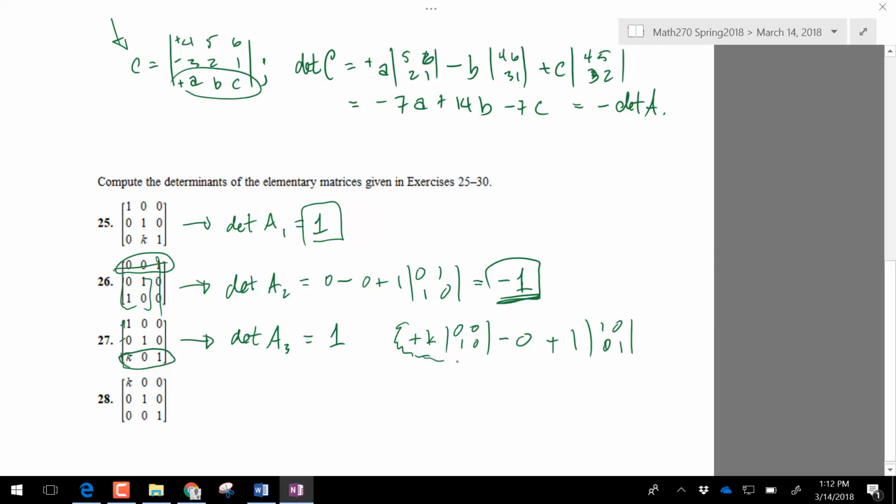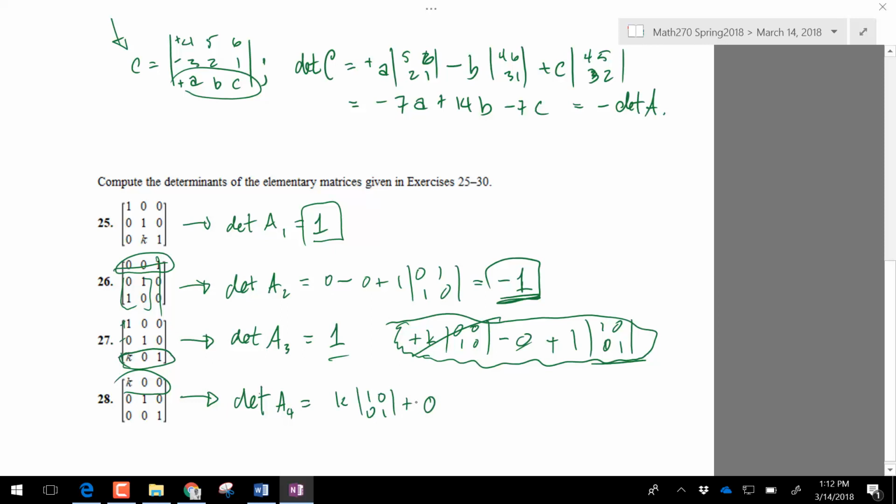Oops, this is a plus. So this is going to be 0, this is 0, and this is going to be 1. So we have determinant is equal to 1. And then the last one should be k. Determinant of A4 is going to be expanding on the first row. We got k times the determinant of 1, 0, 0, 1 plus 0. Oops, this should be a minus, but it's 0 anyways.